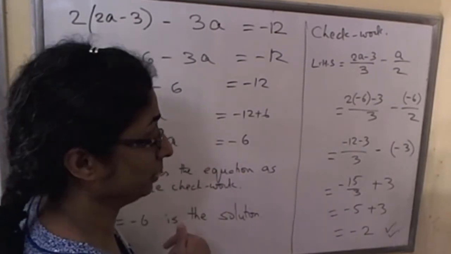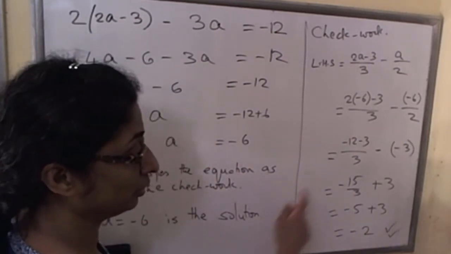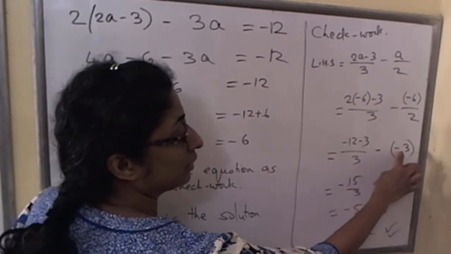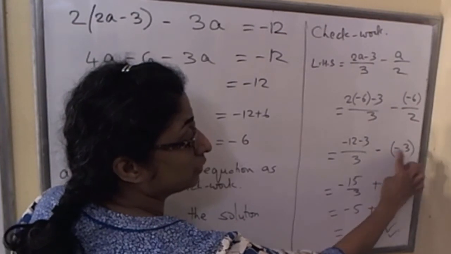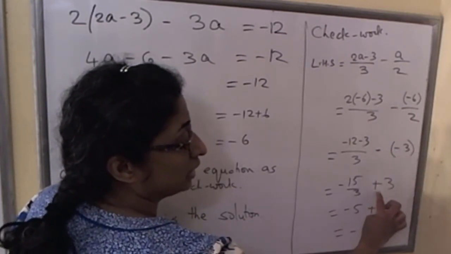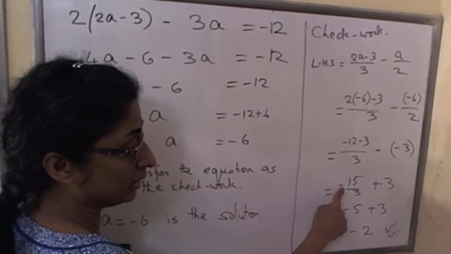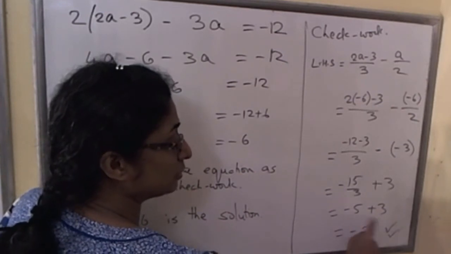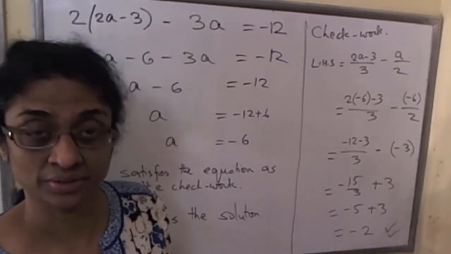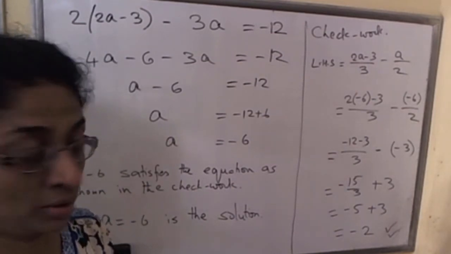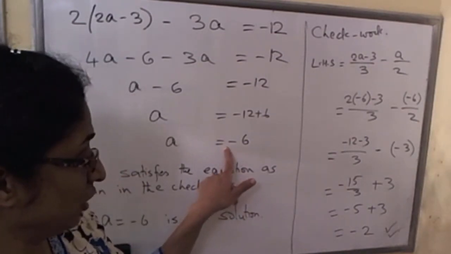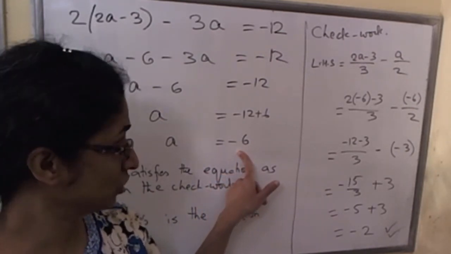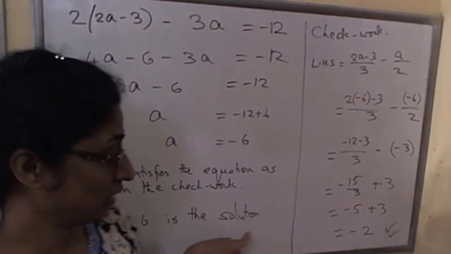You can think of it on the number line if you want to. But that simplifies to negative 15 over 3. Negative of negative 3, you can think of it as the opposite of negative 3, that's positive 3. And here negative 15 over 3 is negative 5, plus 3, and that simplifies to negative 2, which was indeed the right hand number on the original equation. So everything works out. We just checked and made sure a equals negative 6 does satisfy the equation. So we get to say a equals negative 6 is the solution.